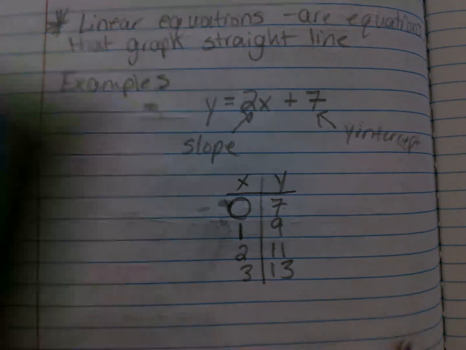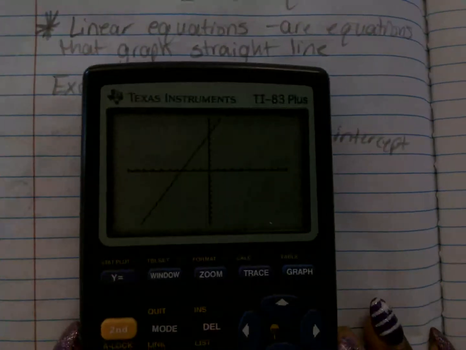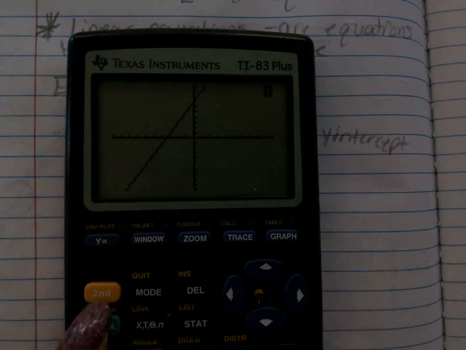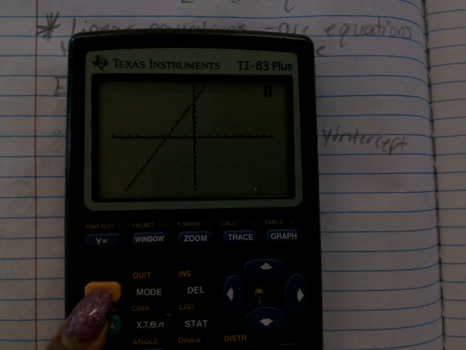All right, so now let's view the table. In order to view the function table, we're going to press the second button, the yellow button. Please follow me. Press the yellow button.